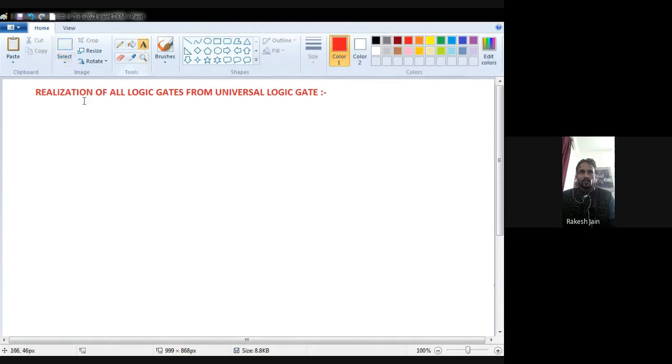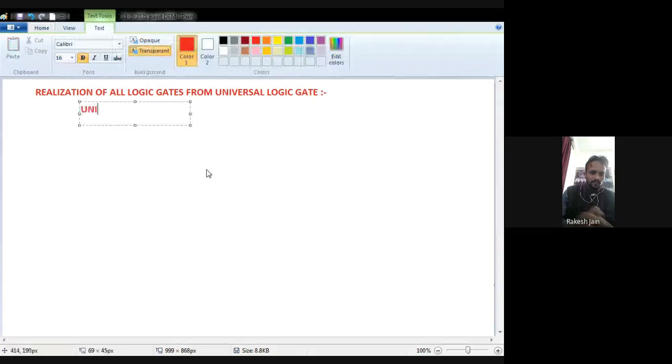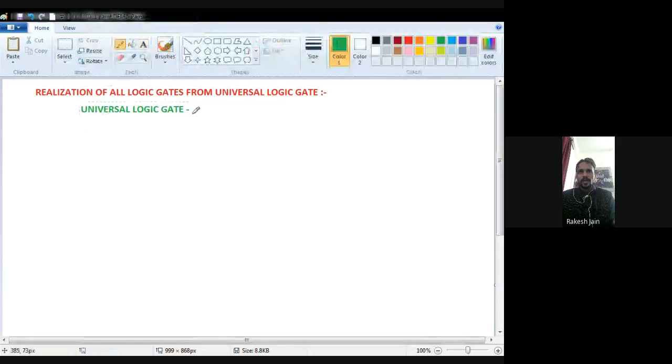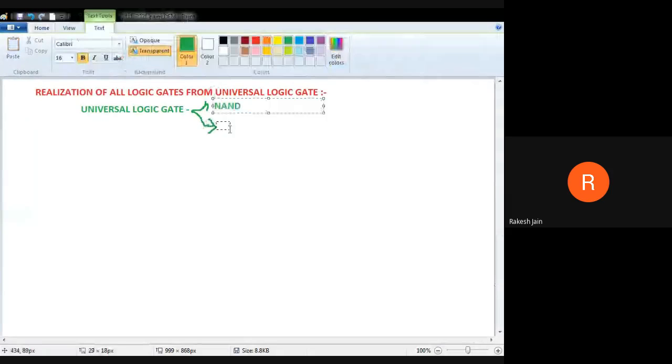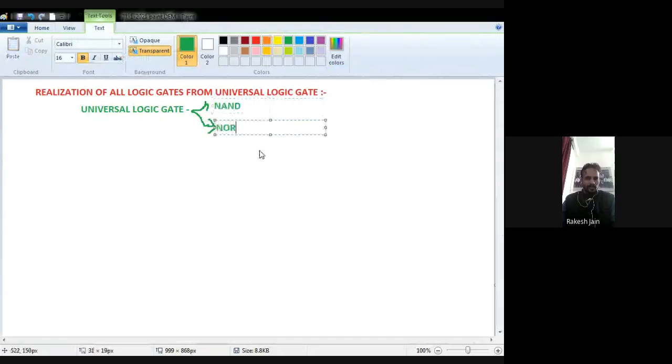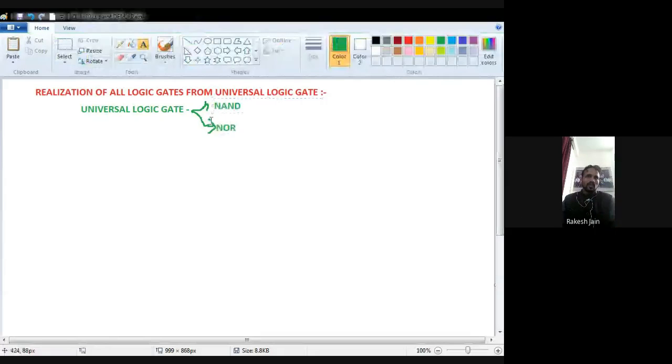First of all, what are the universal logic gates? Universal logic gates are two. One is NAND logic gate and the second one is NOR logic gate. These are the universal logic gates. Okay. Now we have to make all other logic gates.